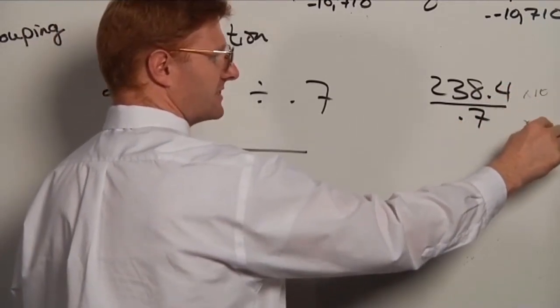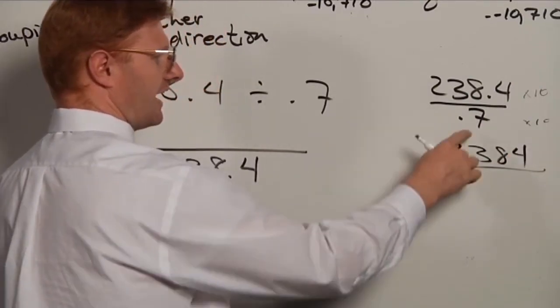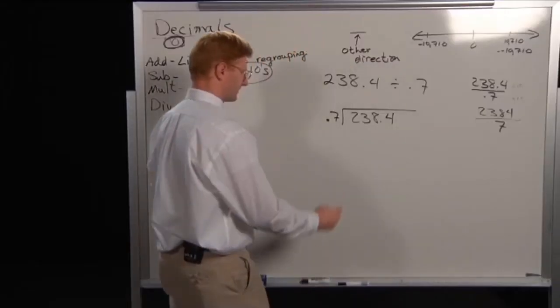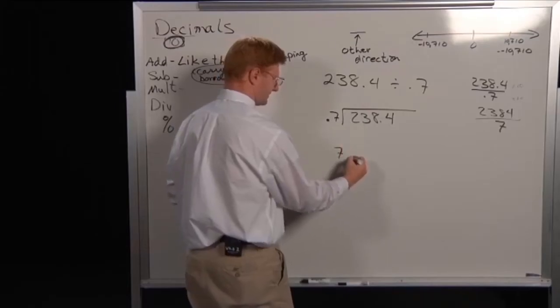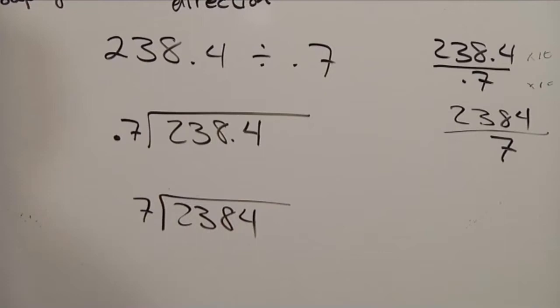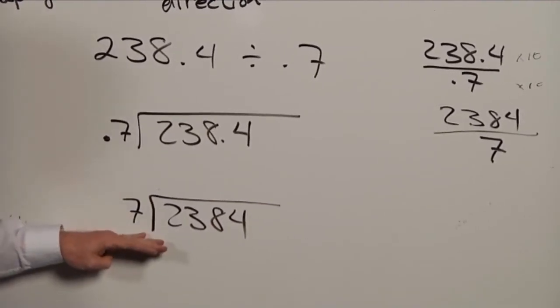So if I times by 10 and times by 10, I now have 2, 3, 8, 4 on the top and 7 on the bottom, which means that this is the exact same thing as 2, 3, 8, 4 divided by 7. This then becomes the problem that you're able to do.